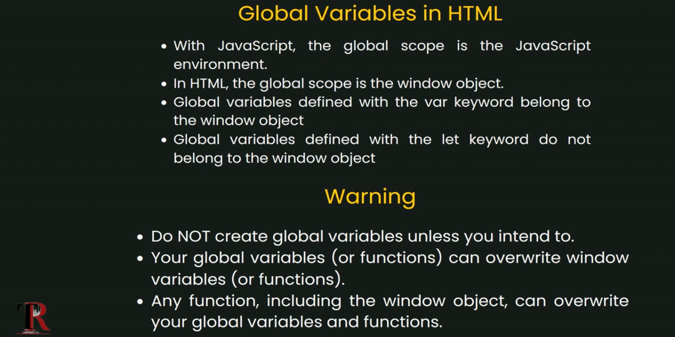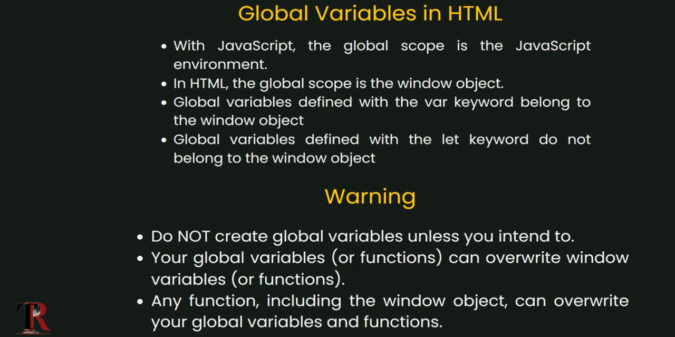The window object is your entire web tab, the entire tab that you're using in the browser. So you can use some built-in window methods or properties that come built-in with your browser with your variable in that environment. That's what the window object means. A global variable defined with the let keyword does not belong to the window object. So you can see the difference between declaring your variable with the var keyword and the let keyword.